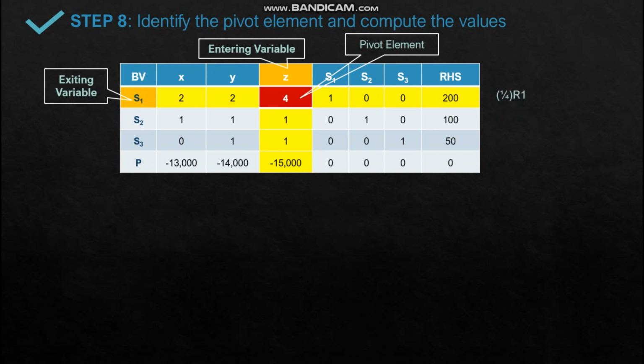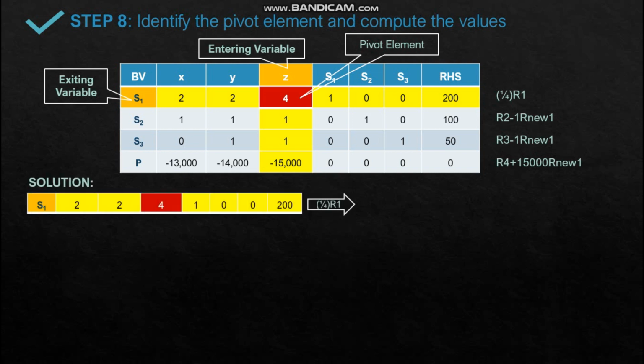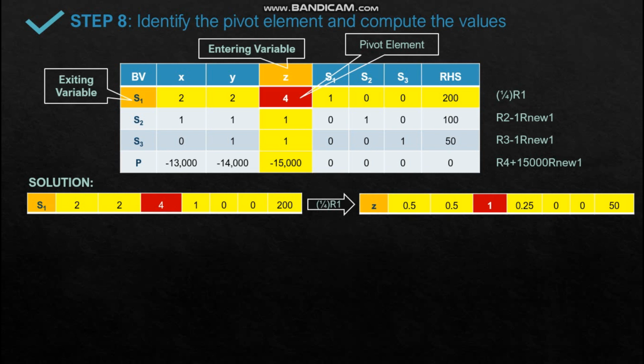This is the following equation: 1/4 times R1, R2 minus 1 times R new 1, R3 minus 1 times R new 1, R4 plus 15,000 times R new 1. This is the solution. The formula is 1/4 times R1, so we should find the pivot element first. 4 times 1/4, the answer is 1.